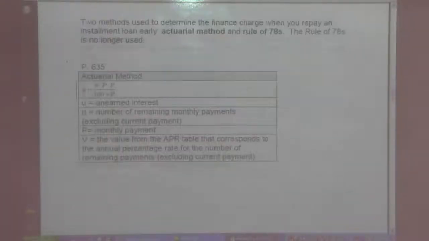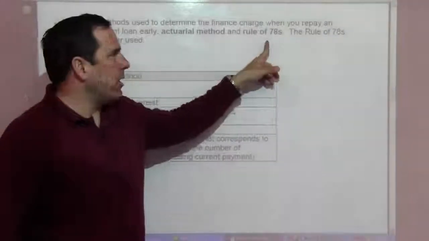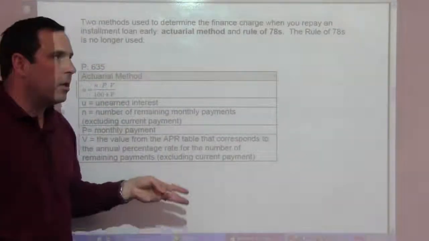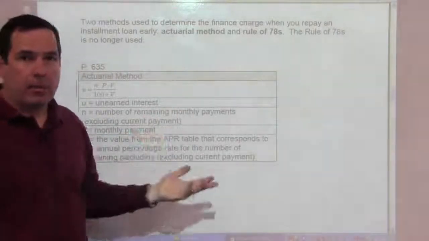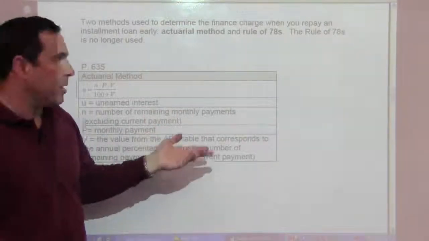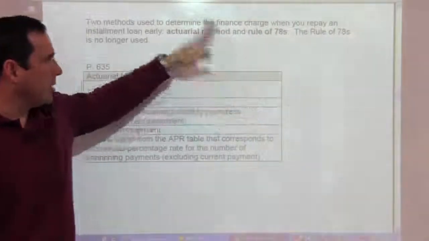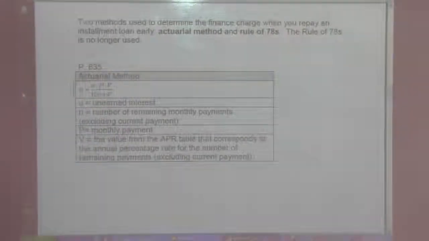Now, when you pay something off early, there are two methods used to determine the finance charge when you repay an installment loan early: the actuarial method and the rule of 78. But the rule of 78 is no longer used. It used to be something I taught as well. I think two versions of this book ago we taught that. We had problems with that. The last version eliminated teaching it, but I still had the formula in here, and now it's gone completely. We just use the actuarial method. This is page 635 in your textbook.